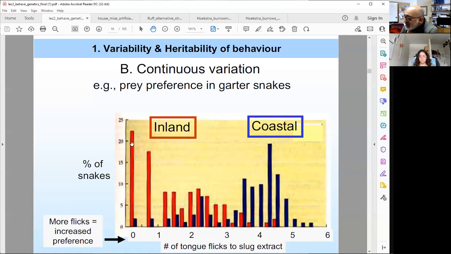And I just want to point out that this is a continuous trait, right? That is, some snakes from the coastal areas flick their tongue very little, if at all, towards the slug extract. And some are super interested in the slug extract, flicking their tongue much more. But when you look at the proportion of where most of the tongue flicking takes place, it's clear that the coastal naive snakes have a distinct preference for the slug extract compared to snakes from the inland.